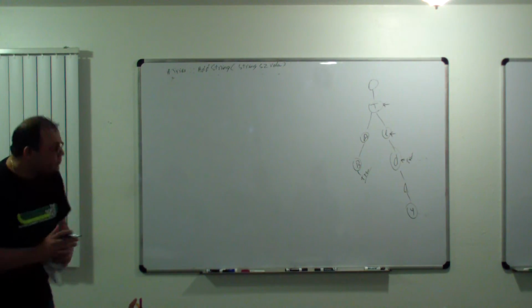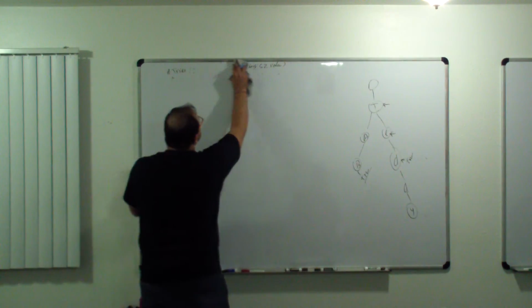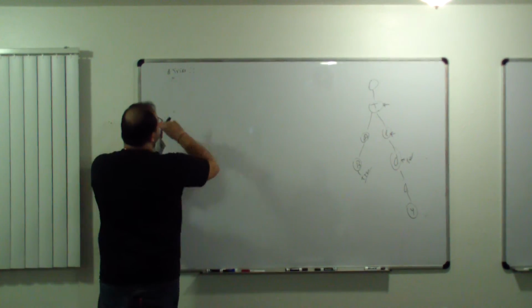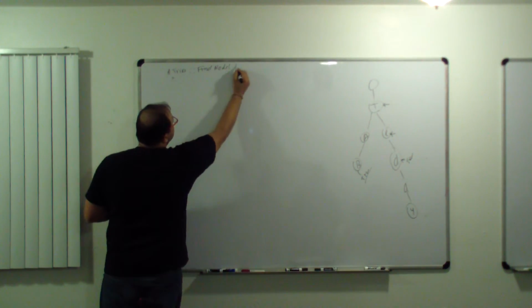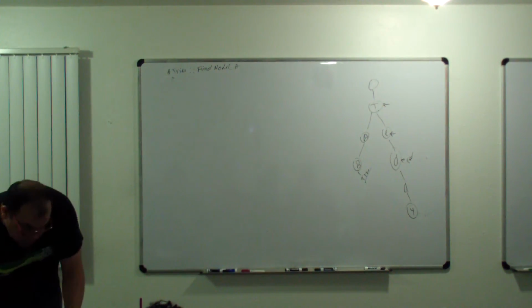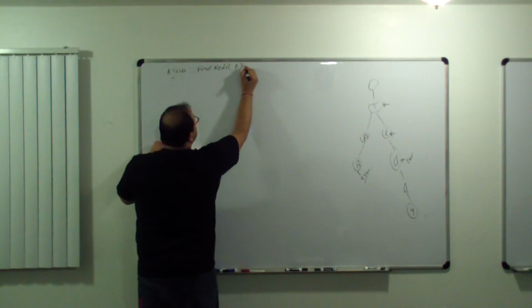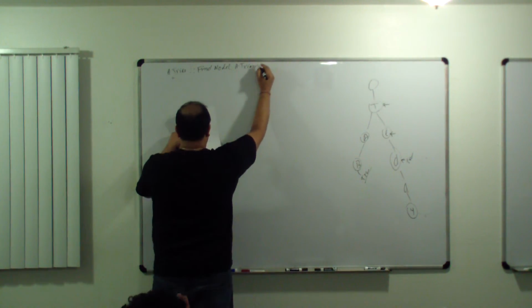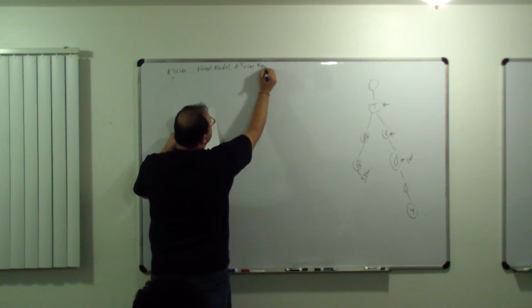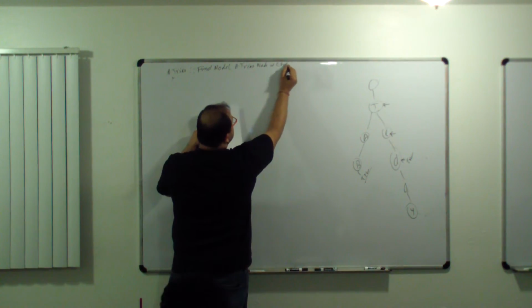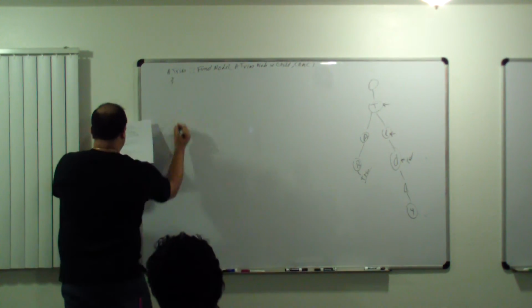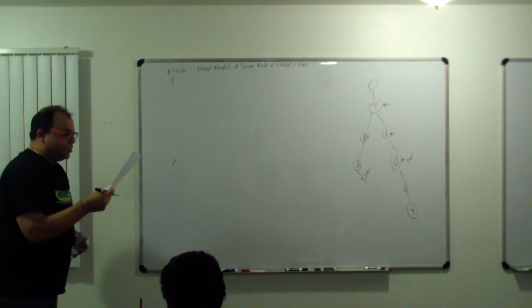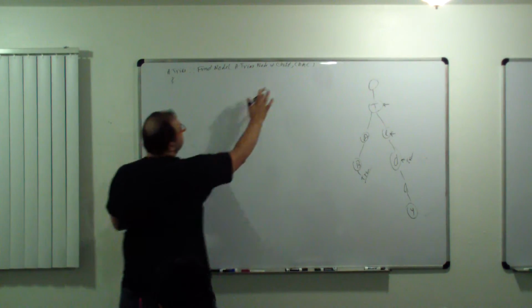So I write the find node, which should be very easy. TriesNode star child, comma, character C, or I should write node actually.